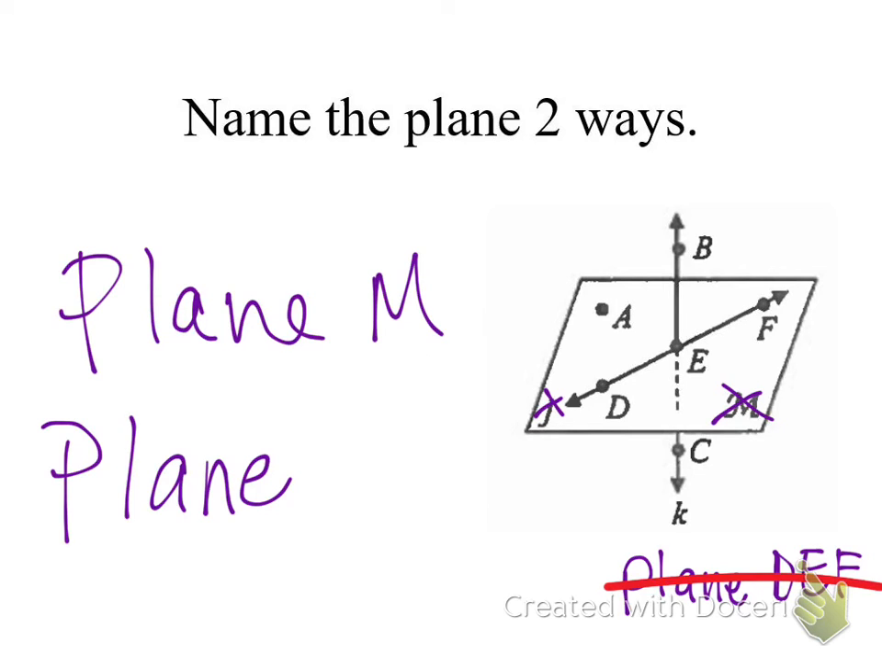J. Why can't I use J? It's the name of a line. It's lowercase. What else can I not use? You can't use K. You can't use C. Why can't you use C? It's not on the plane. And then what other letter can you not use? B. You can't use that. So any combination of these four remaining, as long as it's not D, E, F. So A, D, E, A, E, F, F, A, D, anything like that.